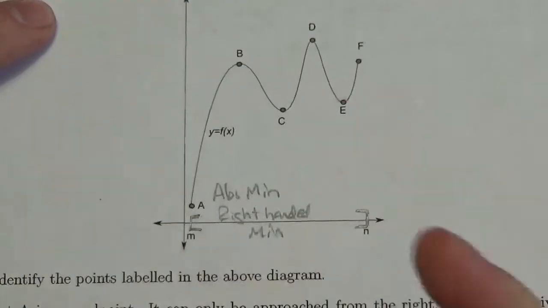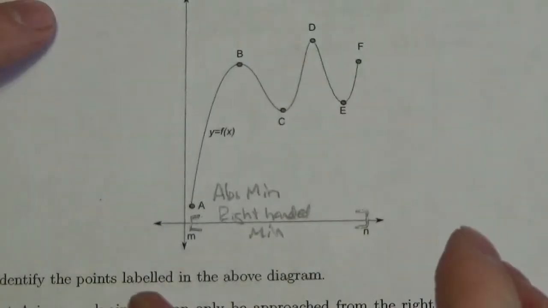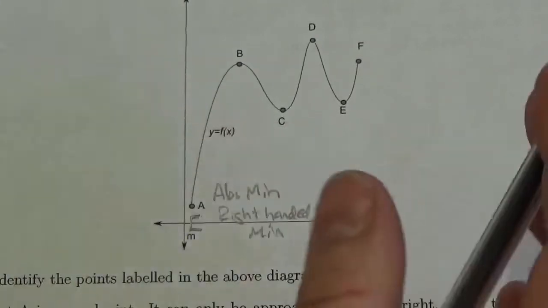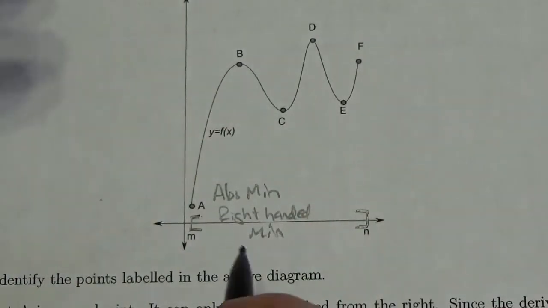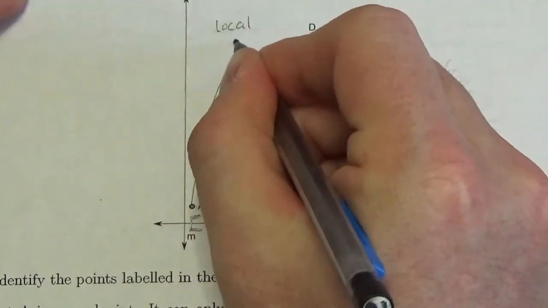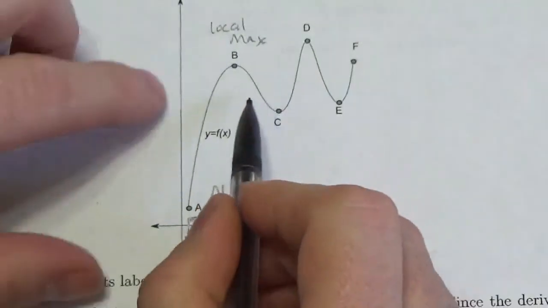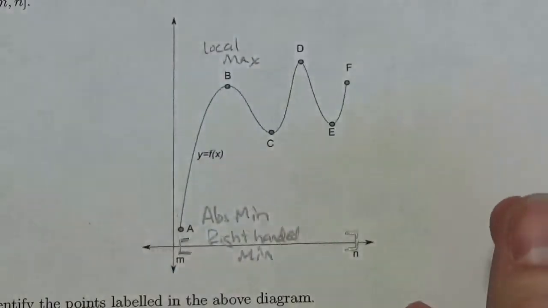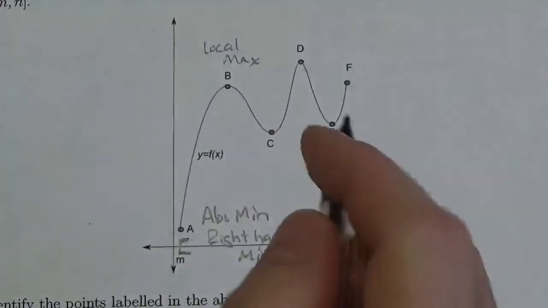Now, knowing that it's an absolute min and a right-handed min, I know that it's the left-handed endpoint, or the left endpoint of this domain. Okay, and I got a really clear image of what that looks like. Now, b is going to be a local max. I can approach it from both sides, and it's the maximum. It's not the maximum of the whole function, just in its neighborhood.